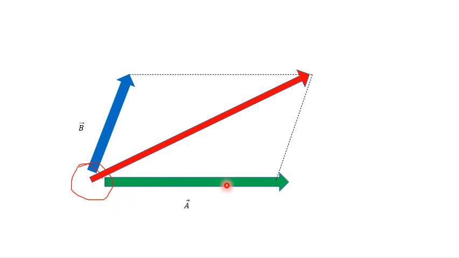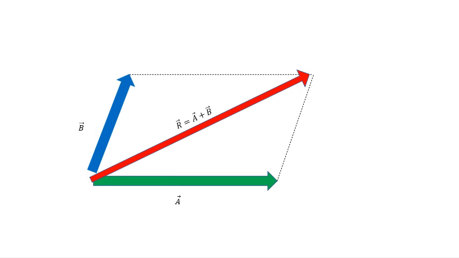So if this is your vector A and this is your vector B, then your diagonal, or your resultant vector R, equals vector A plus vector B.